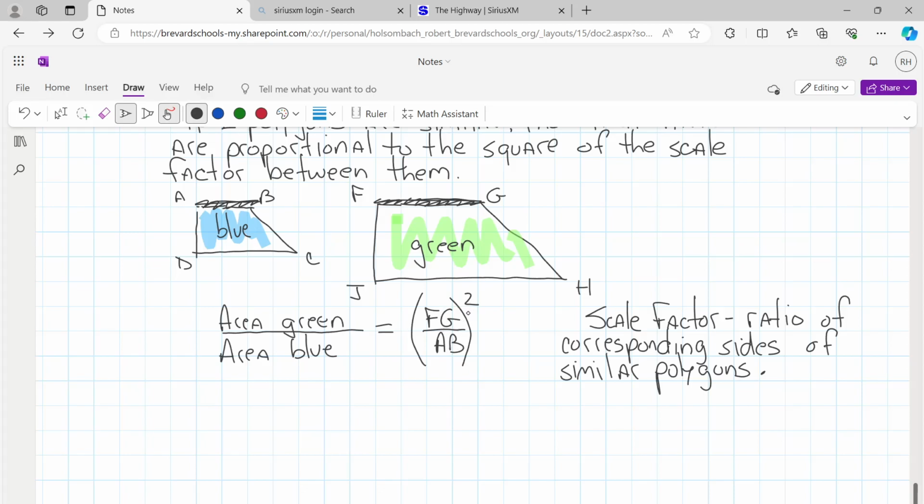So in the first part of the assignment today, you're going to use this formula to find the area of one of the shapes. And then in the second part of the assignment today, you're going to use this formula to find the scale factor of the two shapes. And once you find the scale factor, you can find the measurement of a missing side. All right, so let's look at example 1 down there. Find area of similar polygons.